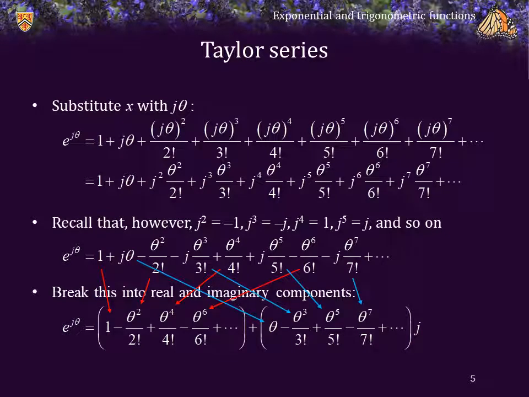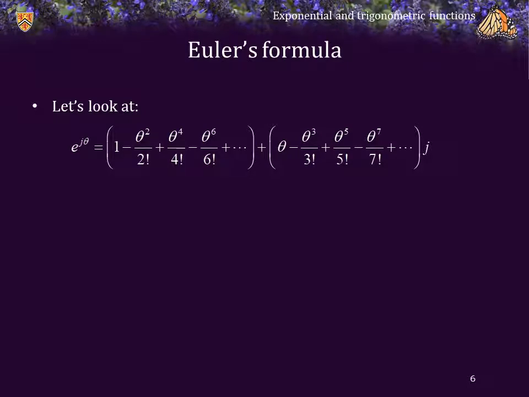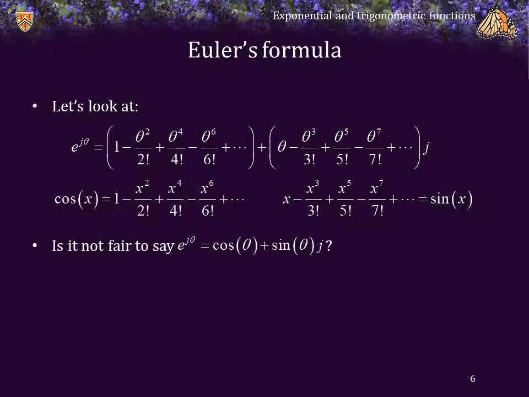So now we see that e to the j theta is equal to one real series plus another real series times j. Let's take a look at this sum of two series, one real and one imaginary. Now, does that first series not look like the series for the cosine function when the argument is theta? And does that second series not look like the series for sine when the argument is theta? Thus, is it not fair to say that e to the j theta is cosine of theta plus sine of theta j? In fact, it is, and this is actually called Euler's formula.